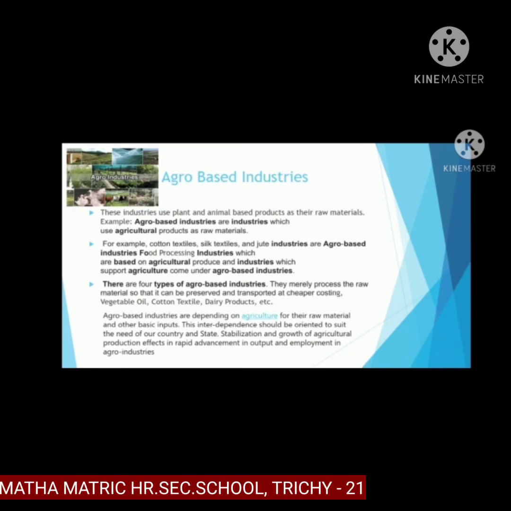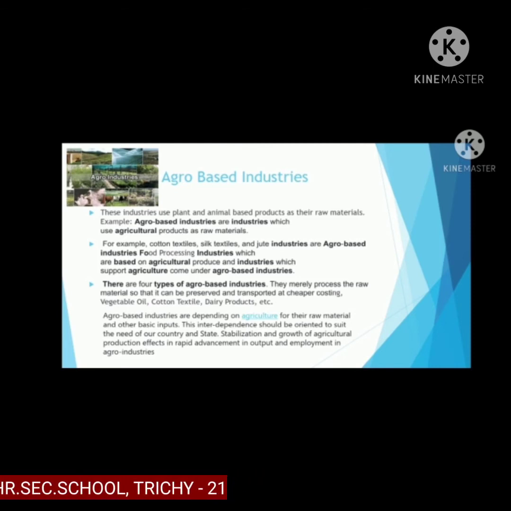There are four types of agro-based industries. They merely process the raw material so it can be preserved and transported at cheaper cost: vegetable oil, cotton textile, dairy products, etc. Agro-based industries depend on agriculture for their raw material and other basic inputs. The interdependence should be oriented to suit the needs of our country and state. Stabilization and growth of agriculture production result in rapid advancement in output and employment in agro industries.